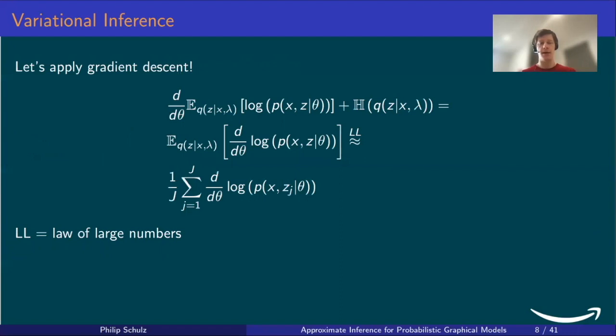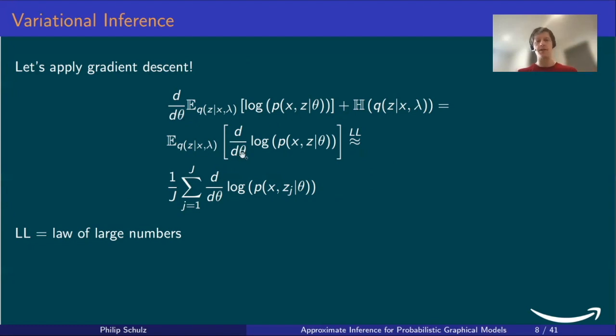Okay, so let us apply gradient descent. And I'm going to start out here with the model parameters. And in about 3 minutes, you'll see why, right? So I'll first take the derivative with respect to theta, our model parameters. So notice that the entropy here does not contain any thetas. So again, it's a constant. We can throw it out for the purpose of optimizing theta, right? And then we just have that the expectation operator is linear. So what we get is the gradient of the expectation is actually the same as an expectation over gradients.